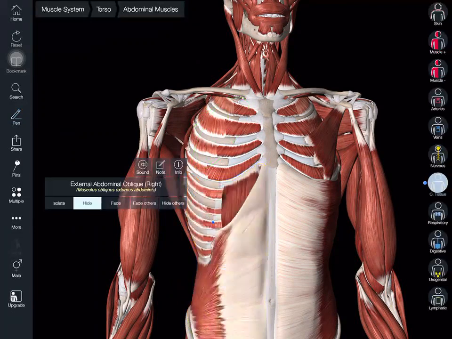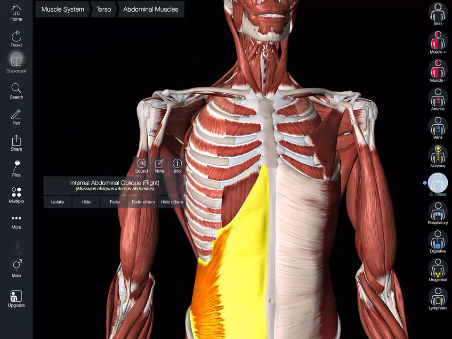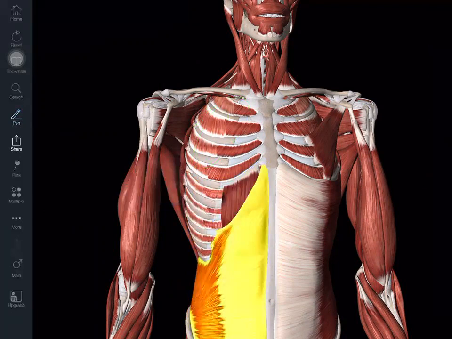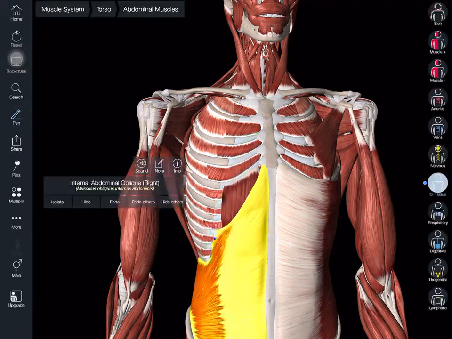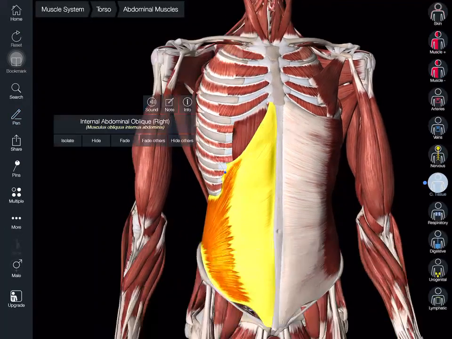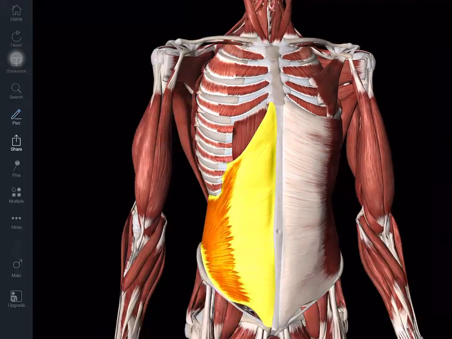Now, if I hide the external oblique muscle, then you can see that you have another muscle which the fibers are running parallel with the internal intercostal. So these guys are continuous with each other. And these muscles down here, they are called internal oblique muscles of the abdomen. So you see, the same order is preserved.